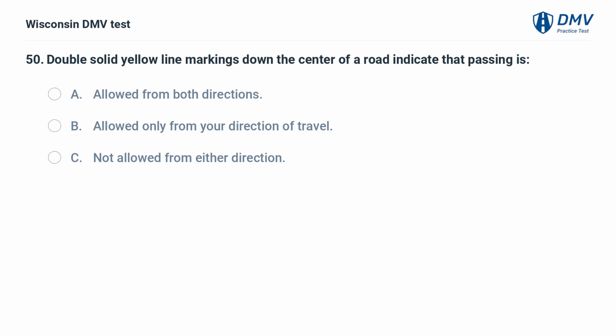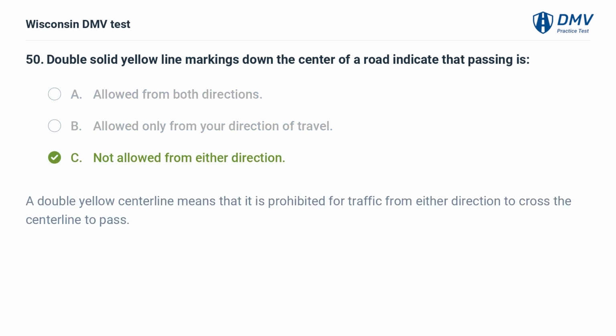Double solid yellow line markings down the center of a road indicate that passing is A. Allowed from both directions. B. Allowed only from your direction of travel. C. Not allowed from either direction.